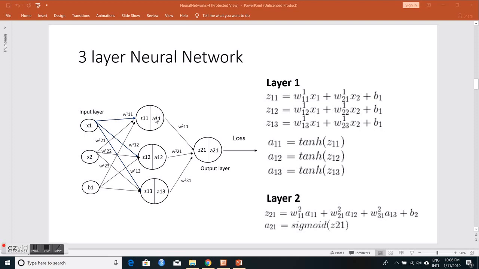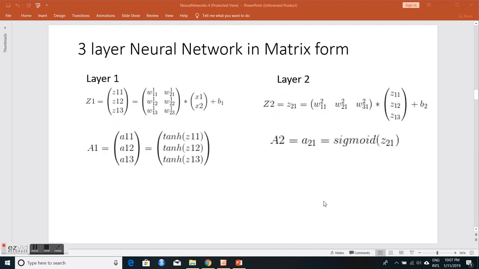And then we compute the activations. In the previous presentation, I had chosen tanh as the activation. So A11 is tanh z11, A12 is tanh z12, A13 is tanh z13. And then we compute the linear activation at the output layer, the z21, which is again the product of the weights and the activation of this layer. So it's w11 superscript 2 A11 plus w21 superscript 2 A12 plus w31 superscript 2 A13 plus b2. And then since we're using binary classification, we use A21 equal to sigmoid of z21.